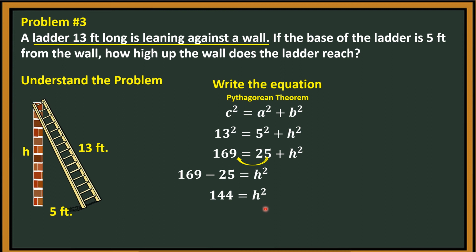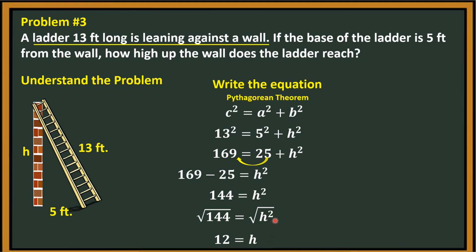Since what we need to find is the height of the wall, and this is squared, to simplify it, we need to get the square root of both sides. So, the square root of 144 is equal to the square root of h squared. So, 144 is a perfect square. And our h squared is also a perfect square. So, when we get the square root of 144, that is 12. And if you're going to get the square root of h squared, that is only h.